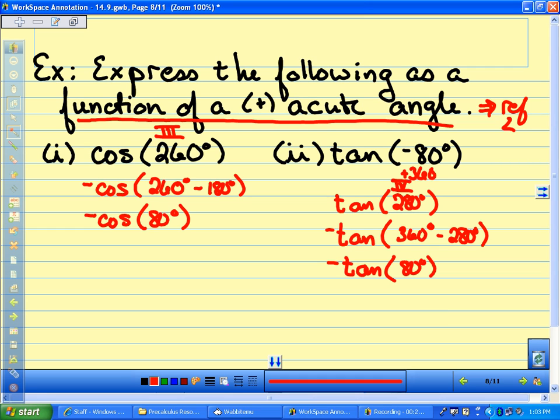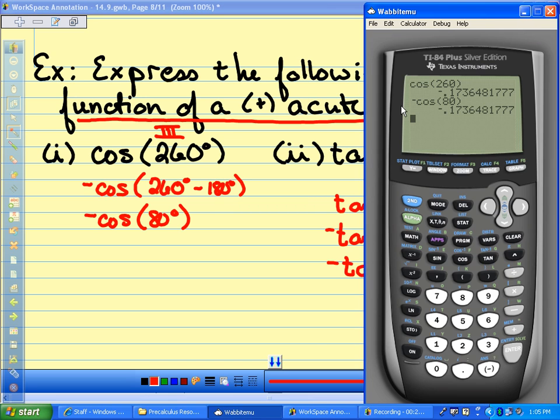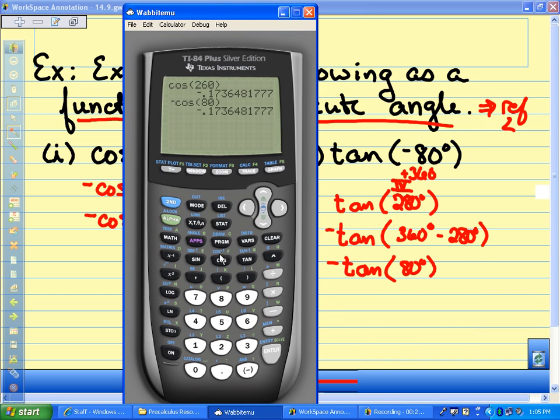Okay, do we have this expressed as a function? Yes, it's negative tangent. Is my angle positive and acute? Yes, it is. Can I check and verify this? Yes. What did we start off with? So tangent, negative 80. I get negative 5.67128182. What did we end up with? Negative tangent 80. Do we get the same thing?